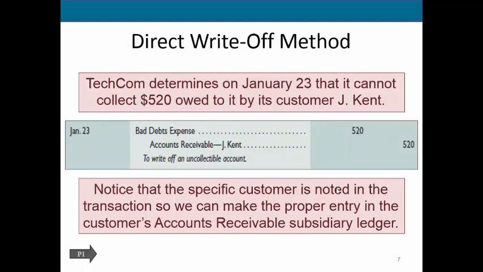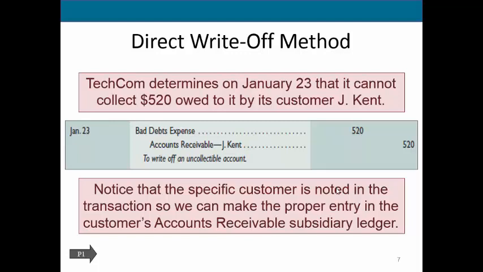So like I said, with the direct write-off method, we do not recognize bad debt expense until we find out that we're not going to get paid. So maybe we'll get a notice from a customer that they're going bankrupt and they're not going to pay us. Or maybe we find that we can no longer contact a customer, or that we have followed up with a customer for 2 or 3 years and they still haven't paid us. So we write it off as bad debt, and we leave that person alone because it's simply not worth it. So you can see here our company has determined on January 23rd that it is not going to collect $520 that they were owed by their customer.